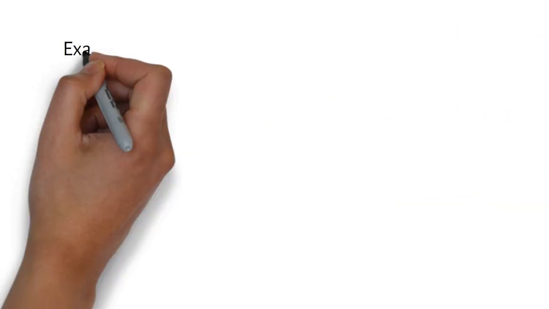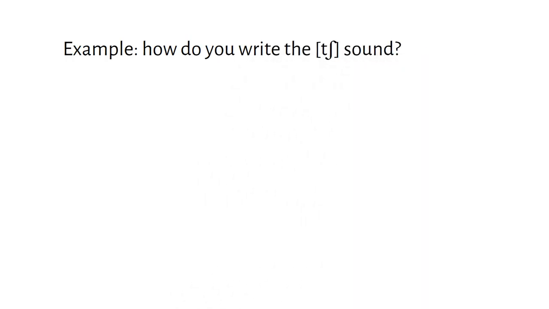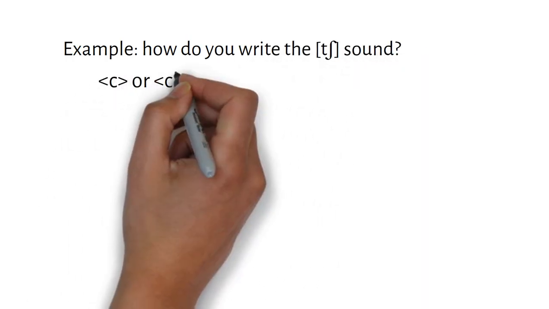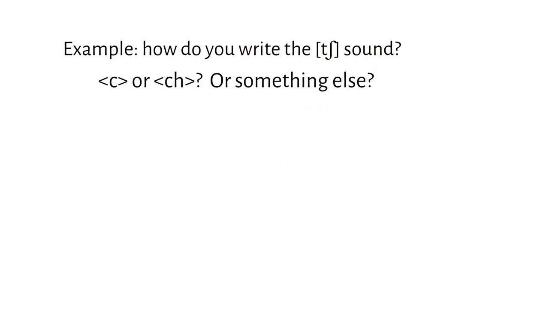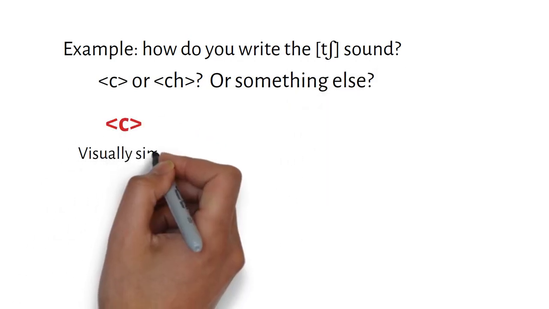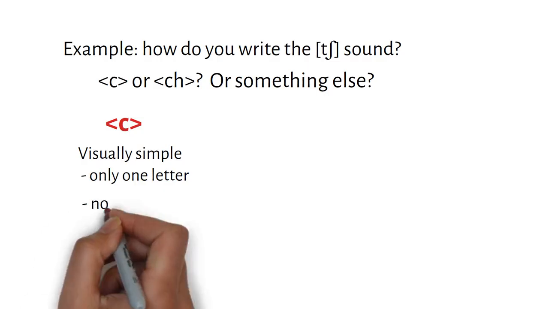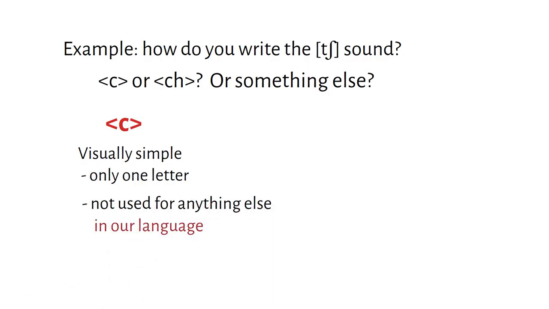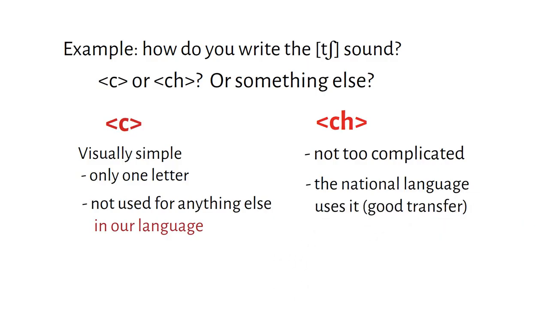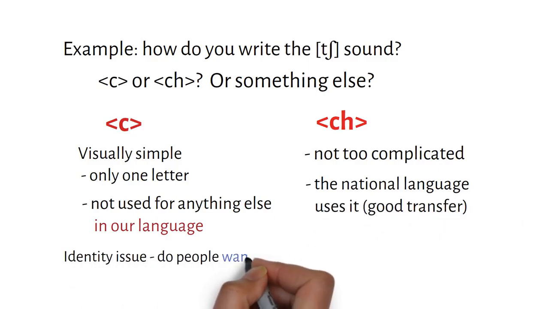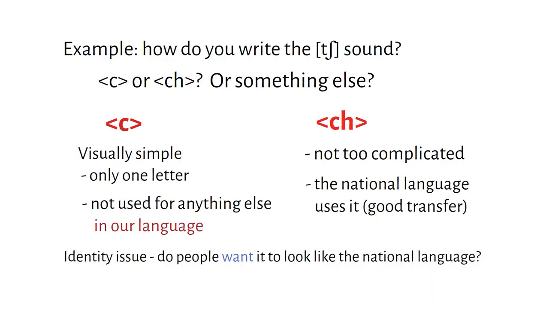For example, how do you write the ch sound? To keep it simple, we will talk about only two choices, C or CH. The single letter C is visually simple and easy to read, and we don't use it for anything else in that language. But CH is still not too visually complicated, and the national language uses CH. There is also an identity issue. Do people want it to look like the national language or not? Which of these factors is most important? Different groups can give different answers.